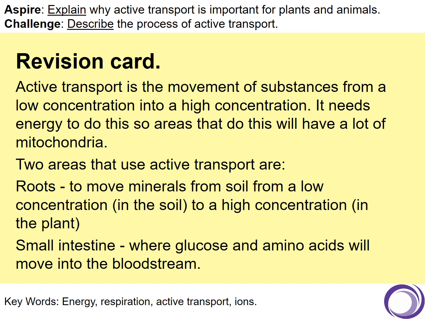Just a key note here: because it needs to do this, those areas generally have lots of mitochondria, so they can release the energy that they need. Okay, side note on that. That means that a cell needs lots of oxygen and glucose. 2 areas that use active transport: the roots move minerals from the soil into the plant, and the small intestine moves glucose and amino acids into the bloodstream. I'll give you another couple of minutes if you need it to write those down. If you need to pause it, then please do.